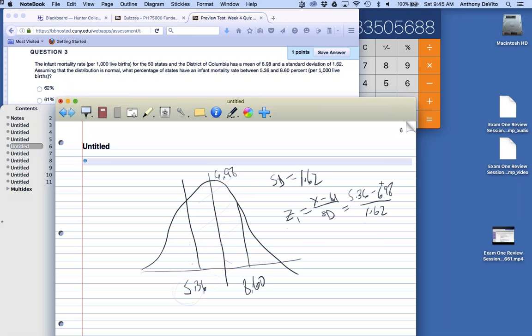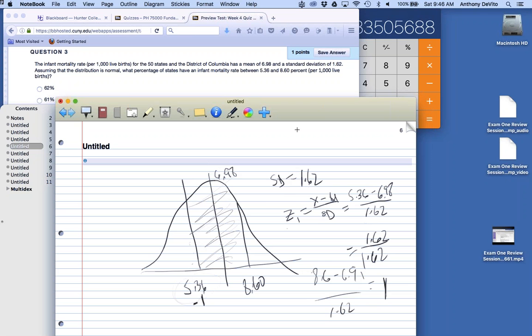Let's see if I got lucky here. If I subtract those two, it's going to come out to negative 1.62 over 1.62. Right, so this is negative 1 z-score, negative 1 standard deviation, and I'm going to hazard a guess here and say that 8.6 minus 6.98 over 1.62 is also going to be equal to 1 as well. I'm pretty sure that's the case.